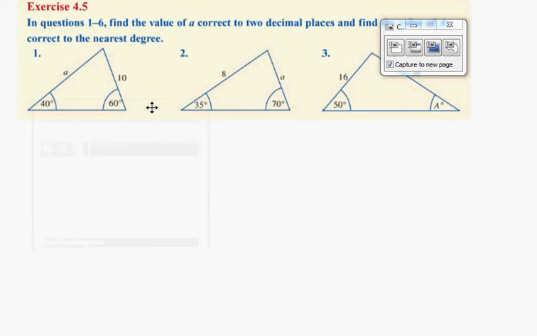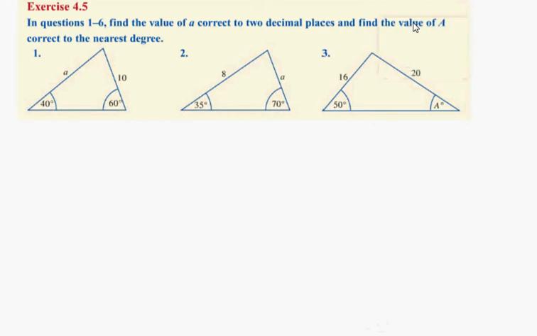Questions 1 to 6. Find the value of A, correct to 2 decimal places. So we're going to get here, guys. It's the sine rule. Sine rule is A over sine A equals B over sine B.